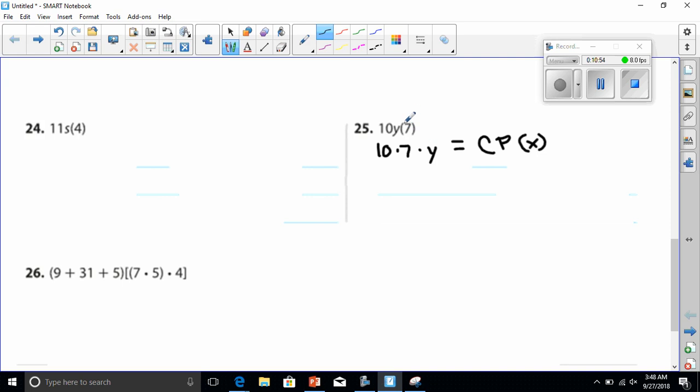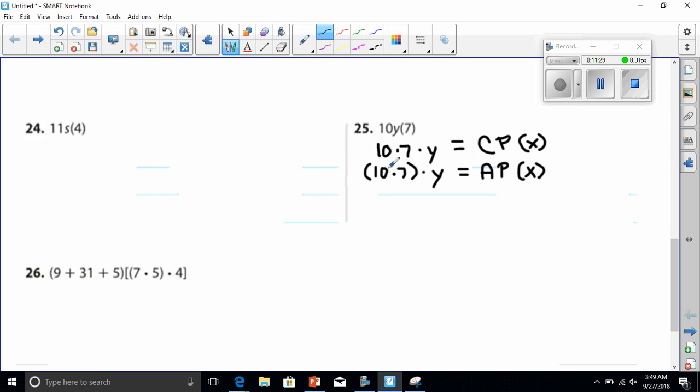Next, I could rearrange the parentheses, right? Parentheses was around 7. And if I take my parentheses and now put it around 10 times 7, and then I can go ahead and multiply all that to y afterwards. That'll be my associative properties because I moved my parentheses to a different location. And once again, we're multiplying, so it'll be associative property of multiplication.